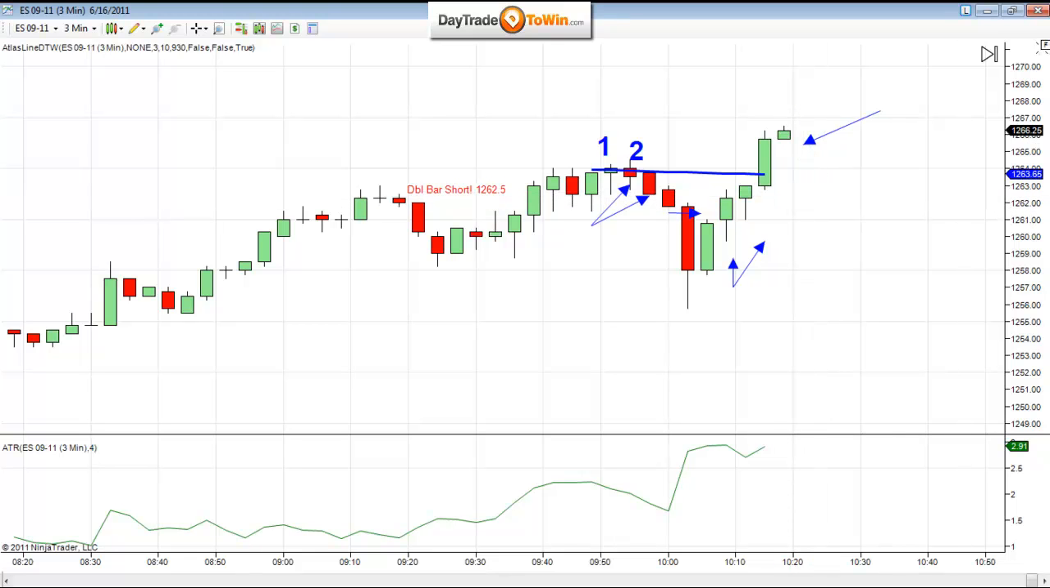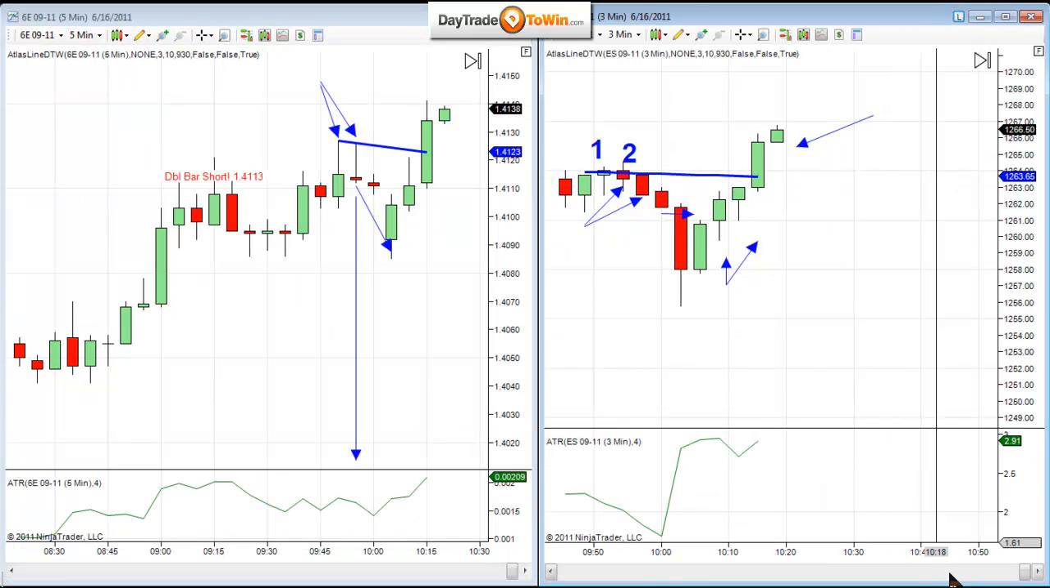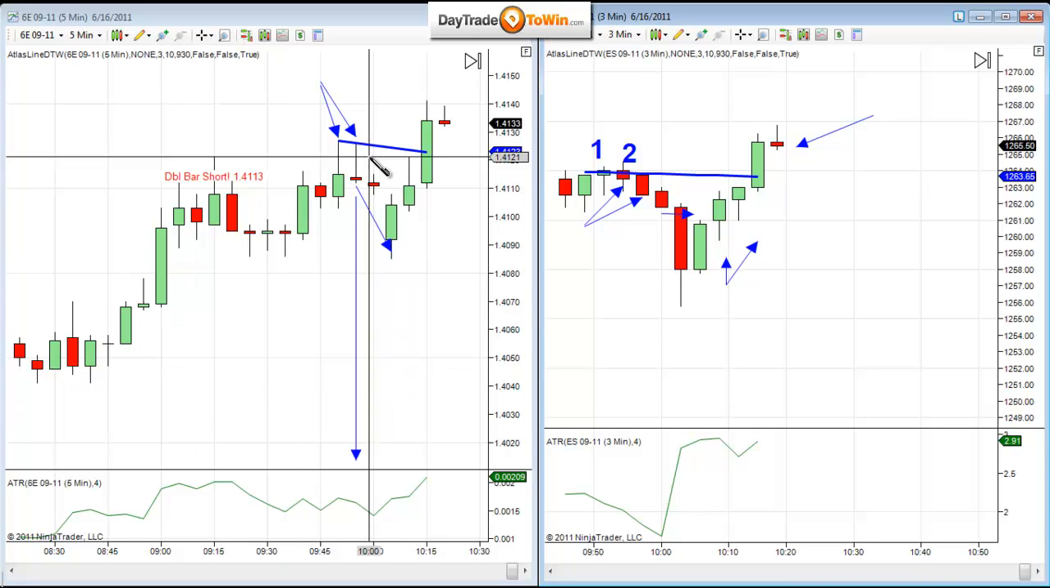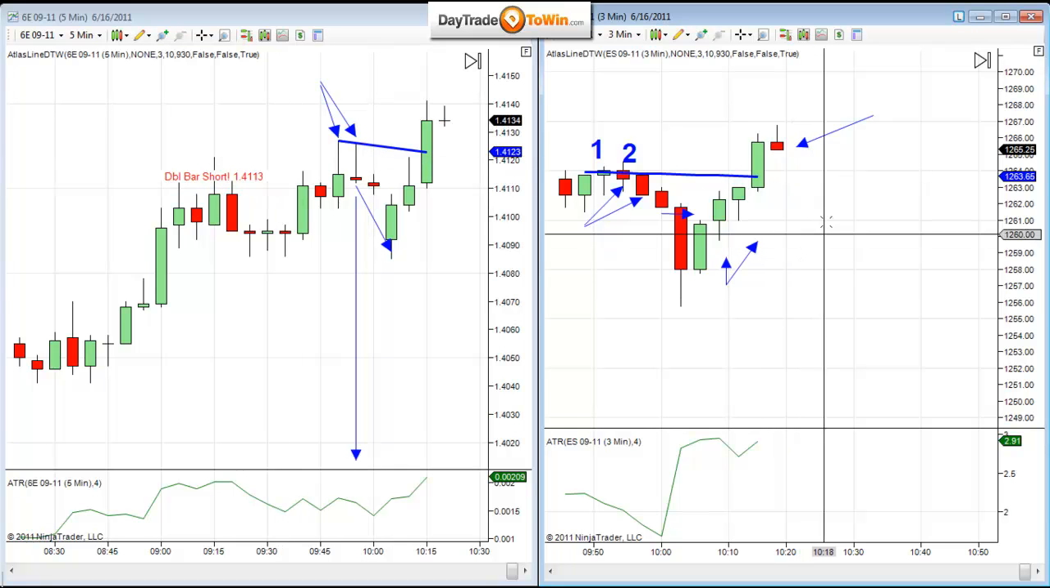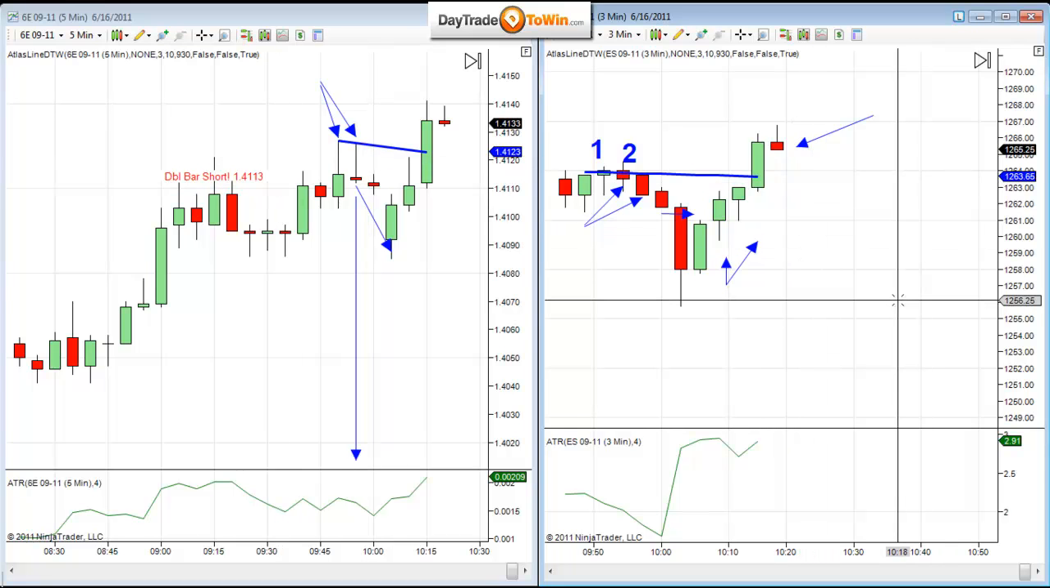So I'm still looking for that same 2 consecutive closings above or below the Atlas line, whether it be on the 5 minute, 3 minute, 1 minute, to go long or short. Your range bar is the same thing, Jim. Alright. So this is a 5 minute on the Euro. This is a 3 minute on the E-mini. The rules do not change.